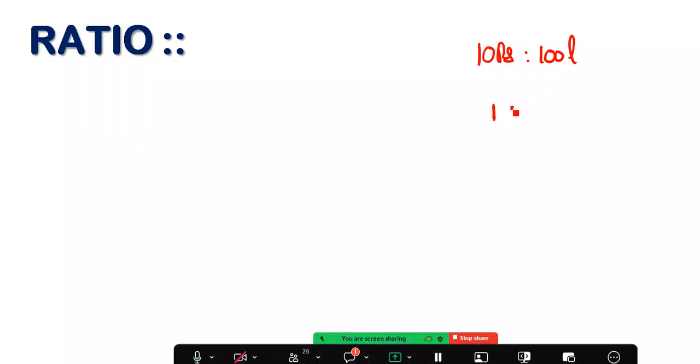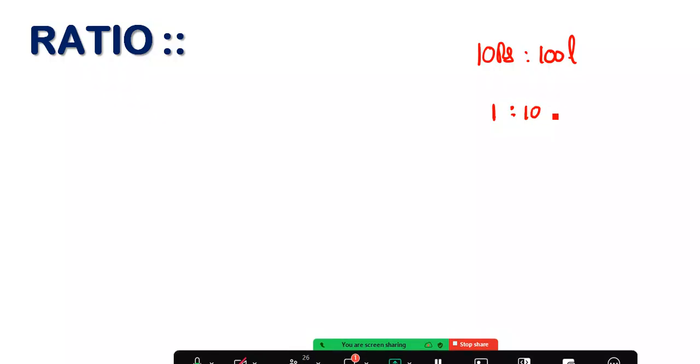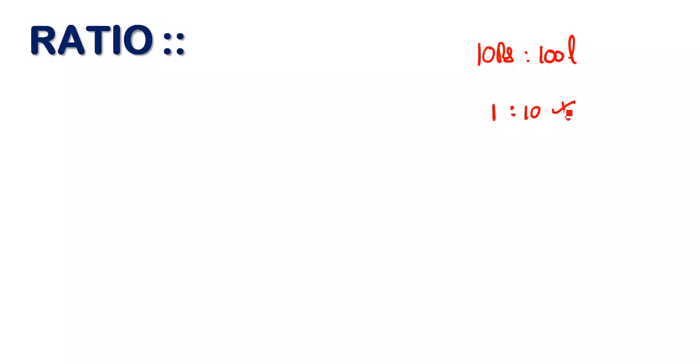Okay, very good. Somebody is saying the answer 1:10. Very good, but it is a wrong answer, guys. Why? Because 10 rupees is given, and 100 liters is given. How can you cancel rupees and liters? We can't, right? For example, 10 rupees and 100 rupees, then the answer is 1:10. 10 liters and 100 liters, then the answer is 1:10. Okay.